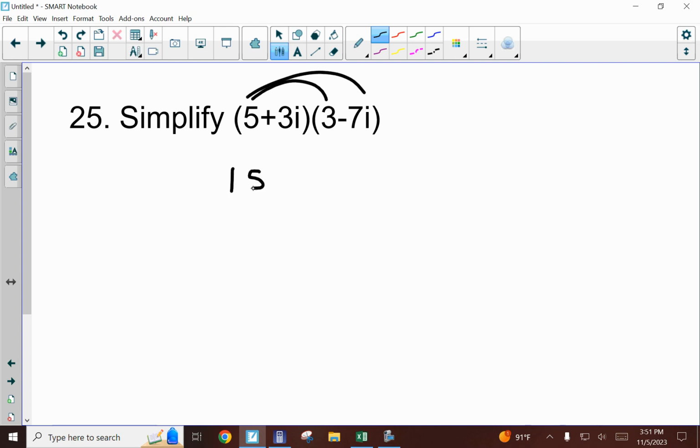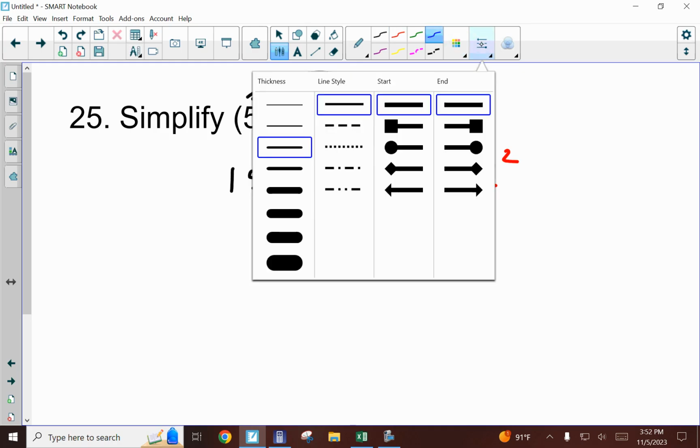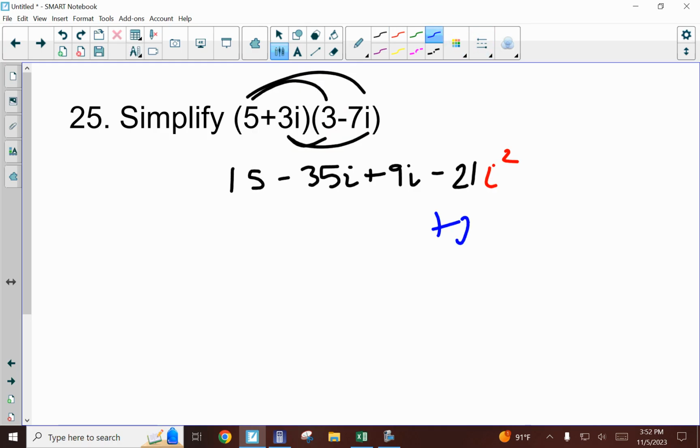So this is going to be 15 minus 35i. Then we multiply these, and that's going to be plus 9i. And then that's going to be minus 21. And then we have this i squared. Now this i squared basically becomes a negative 1. So that makes this over here a plus 21. So that turns it into a plus, which you can now put together with your 15.